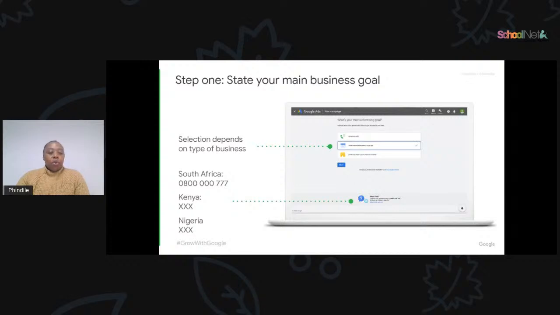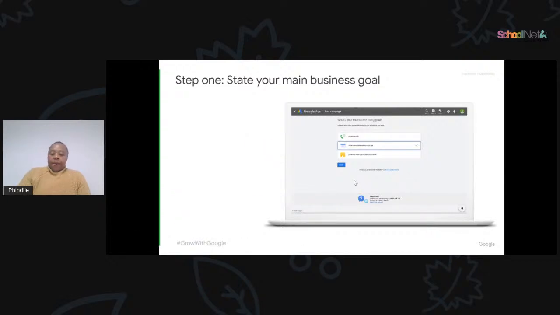So you'll have different goals. If you are an online retailer, for example, or a lead generating business, you'd most likely click on option 2, which will be there. Then you will click the country as well. As you can see there, it's South Africa. There is the contact for South Africa, and there will be contacts for other countries as well. Okay, so your first step is to state your main business goal, like we said.